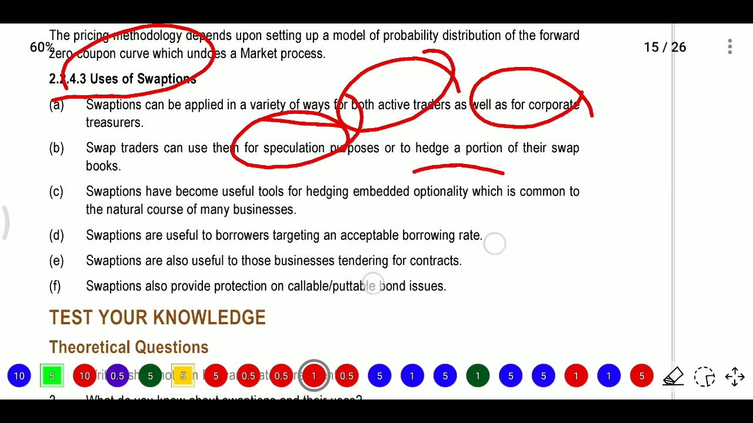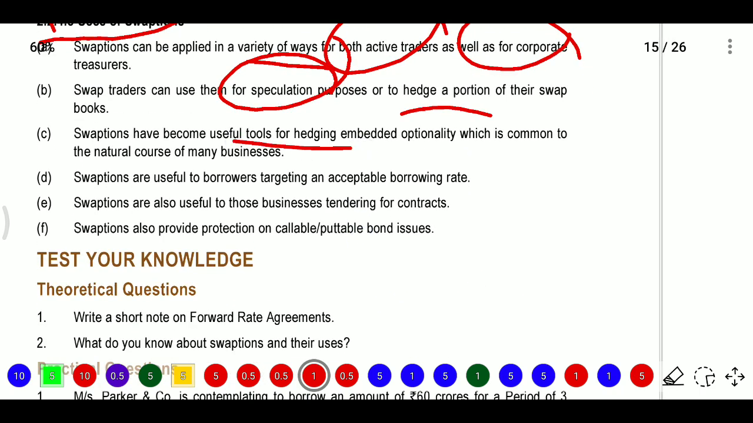And swaption has become a useful tool for hedging embedded options which are common in the natural course of many businesses. Options are also useful to borrowers targeting an acceptable borrowing rate. So they will take it where the borrowing rate is acceptable. If the borrowing rate is high, they will not accept. Options are also useful to businesses tendering for contracts. Tendering means offer bidding. They will use these swaptions.